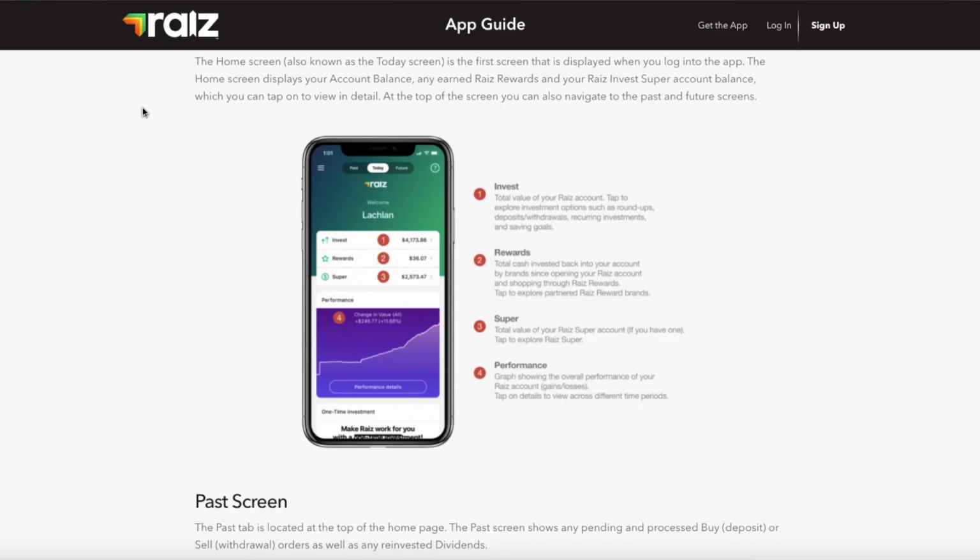Basically, the Raiz app is really easy to use, and it has all different sections. On the home screen, when you enter, you will see these 3 buttons on the top.